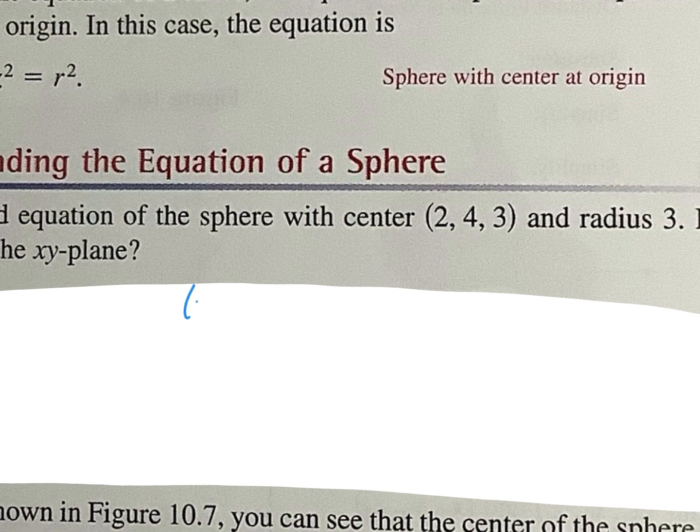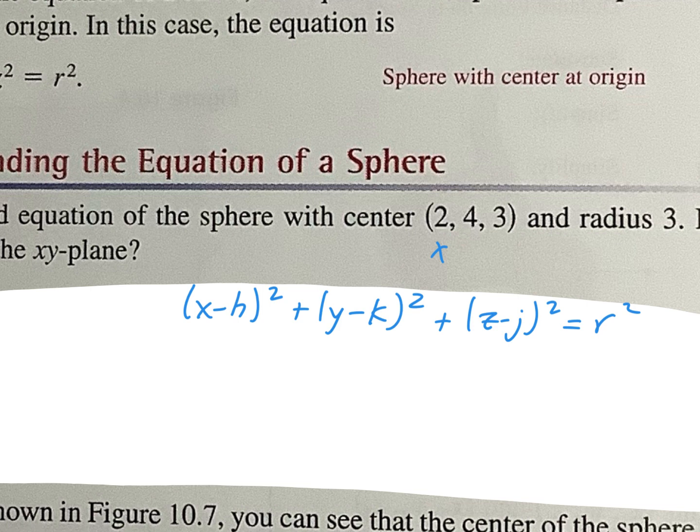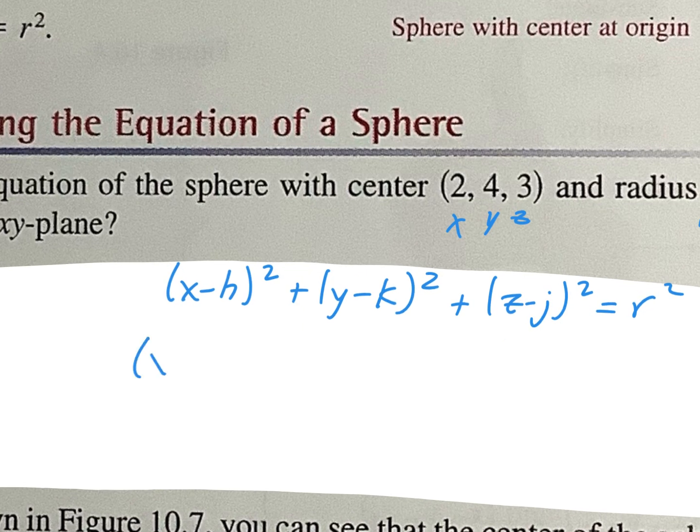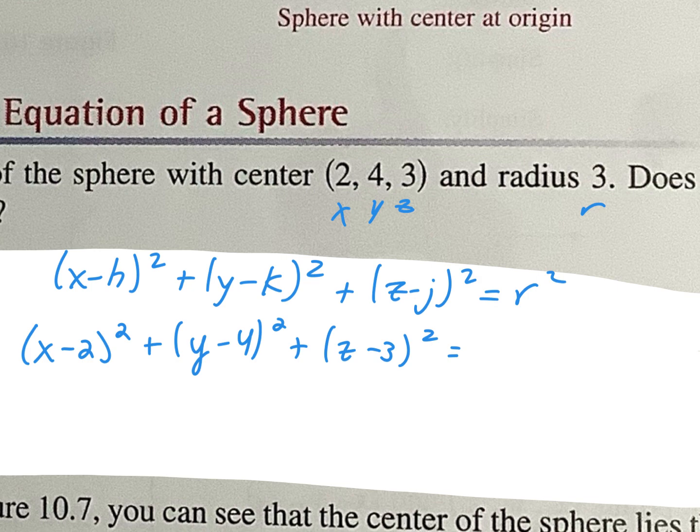So your equation is x minus h squared plus y minus k squared. You guys all know that already. Plus, and then you have z minus j squared equals your radius squared. Here's your x, here's your y, here's your z, here's your r. You're going to have everything given to you. So when I plug this in to write the equation, it's x minus 2 squared plus y minus 4 squared plus z what? Minus 3 squared. And then what is my r squared? Perfect.